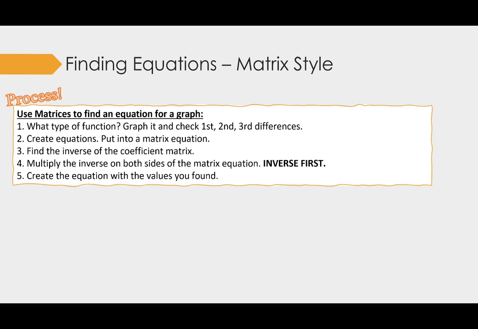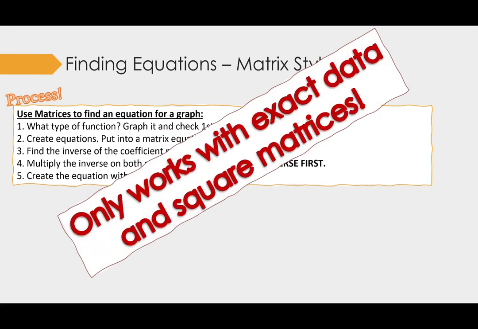A couple problems with this is, first of all, we had exact data. This only works if you have exact data. By that I mean when you graph it, it lines up perfectly on a pretty graph. But life isn't like that, right? We have lots of different data points, some even for the same x value, some for the same y value. We got to figure out what to do with those kind of graphs.